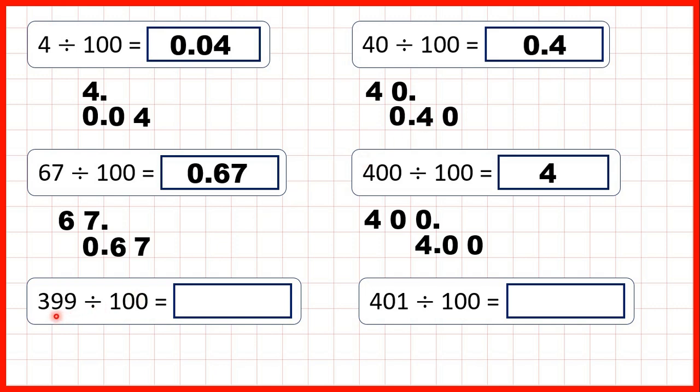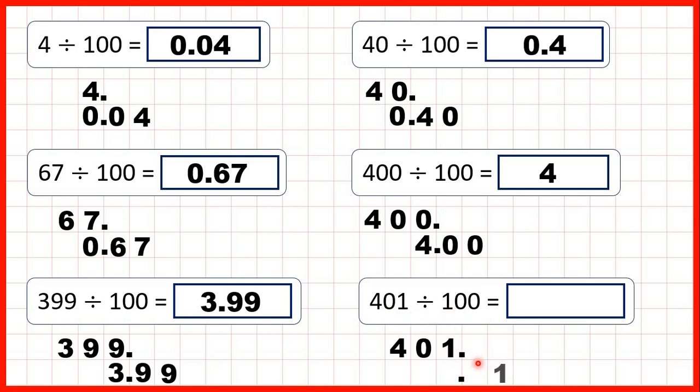Now we have 399 divided by 100. We write out the number, copy down the decimal point, and move each digit 2 squares across. That gives us our answer, 3.99. Now 401 divided by 100, so copy down the decimal point, move the digits 2 squares across, and we get 4.01.